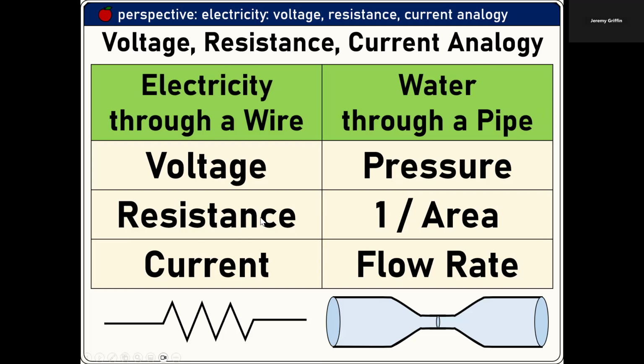Resistance: you see this jaggedy looking symbol? That's a resistor in physics. Think of this like a crimp in the pipe. How much electricity actually flows, the current? Think of that like the flow rate of water, like gallons per minute. How quickly is the whole volume of water flowing? So think like that.